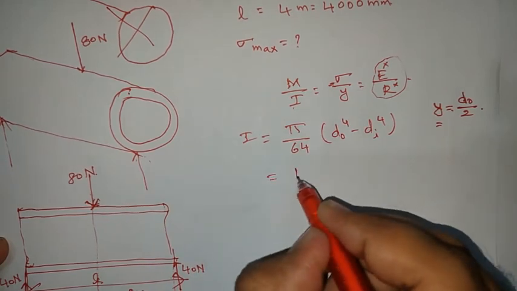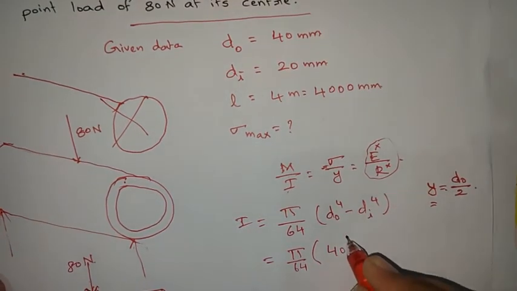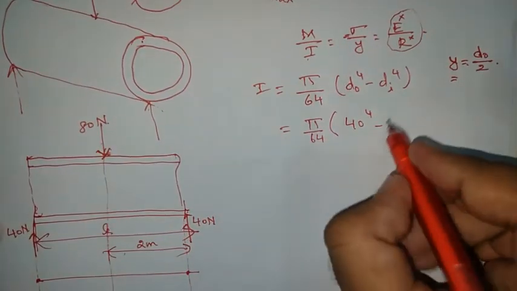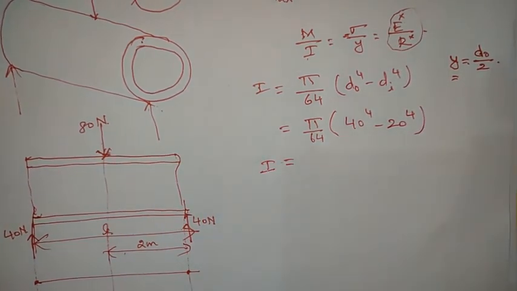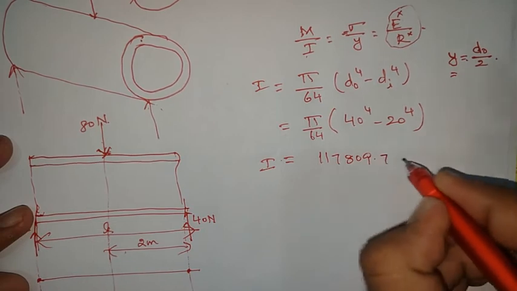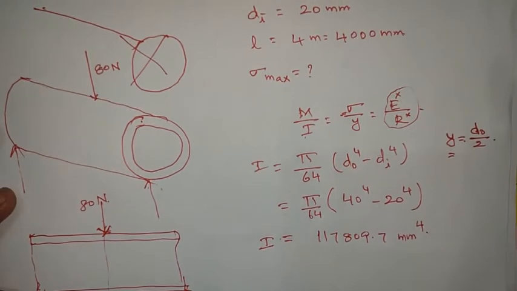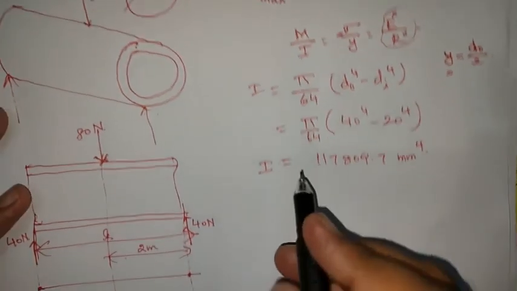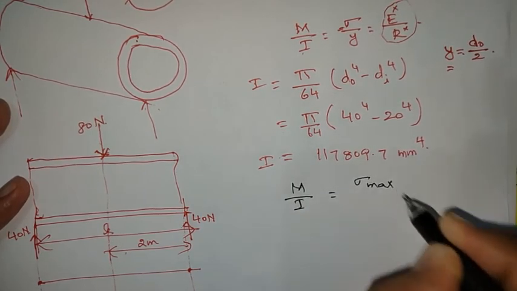That equals pi by 64 into, what is the D0 value? 40 power 4 minus Di value 20 power 4. Then you will get the moment of inertia. So that moment of inertia I is equal to 117809.7 mm power 4. Okay, so now substitute in the relation. ఇప్పుడు relation లో substitute చేస్తే ఏమవుతుంది? M by I equals sigma max by y.